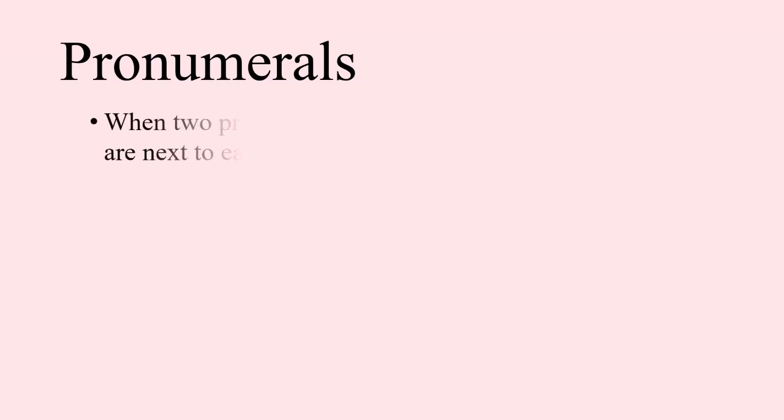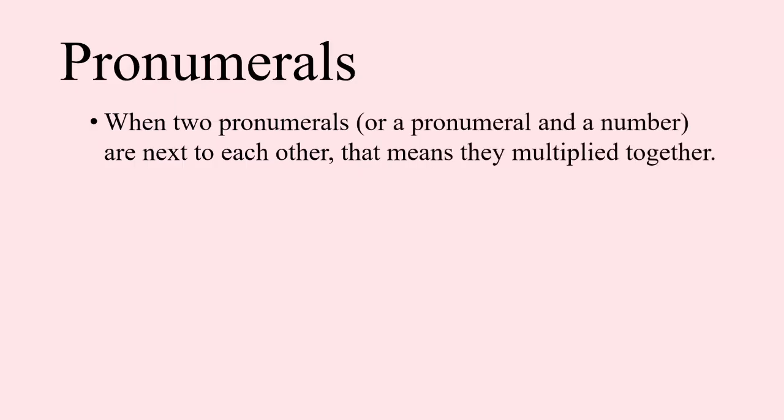When two pronumerals or a pronumeral and a number are next to each other, that means that they are multiplied together. For example, 2a means 2 times a. xy means x times y. 5 theta means 5 times theta.